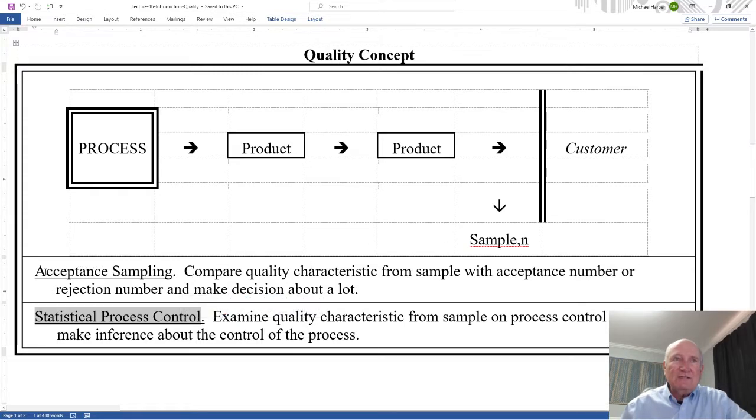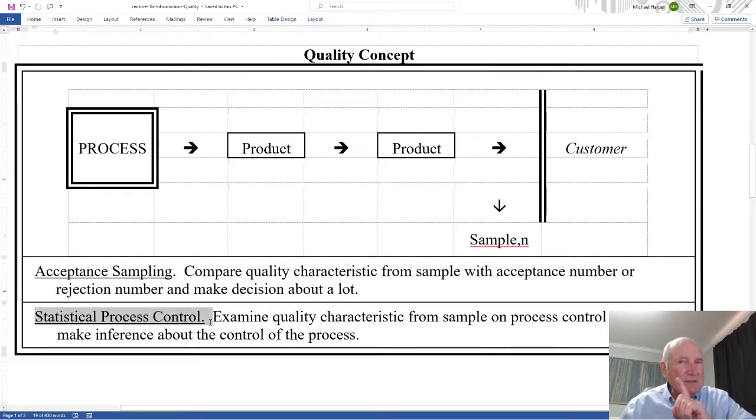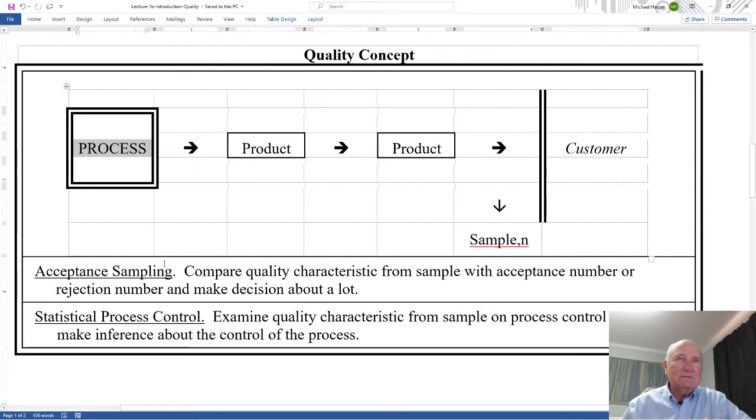Okay, so acceptance sampling says, I'm going to evaluate this sample. It's bad quality. I'm not going to let the customer have it, and I reject it. Process control is a little different approach. It examines a quality characteristic from a sample on the process control chart and makes an inference about the control of the process. In other words, it looks at a chart, goes back to the process, and makes an inference about the process. Is this process in control?